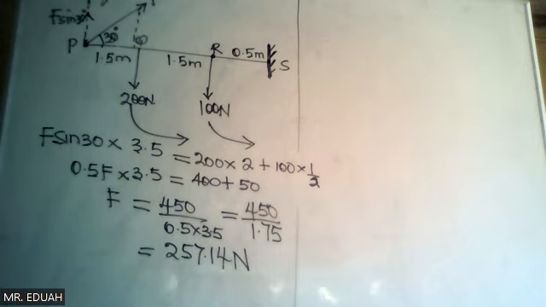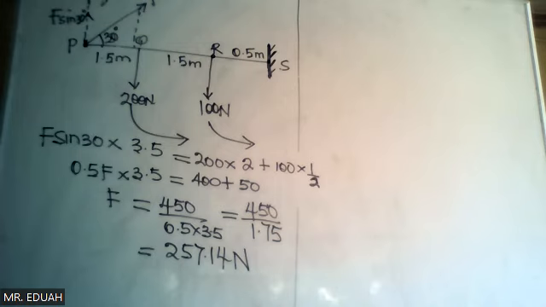If a mass of 4 kilogram is placed 0.4 meter from one end, find the tensions in the wires.